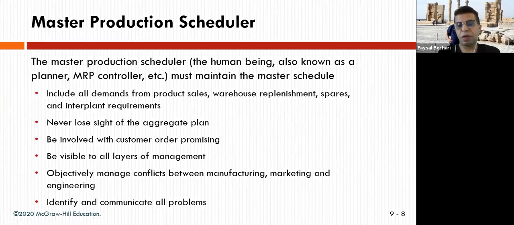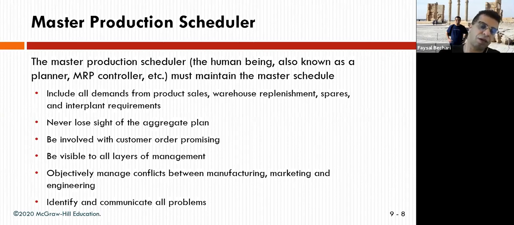Now, there is the master production schedule, which we talked about. The human being, who could also be known as a planner or MRP controller, as we saw in the video, must maintain the master scheduling. It includes all the demand for a product: sales, warehouse replenishment, spares, and interplant requirements. It never loses sight of the aggregate plan.